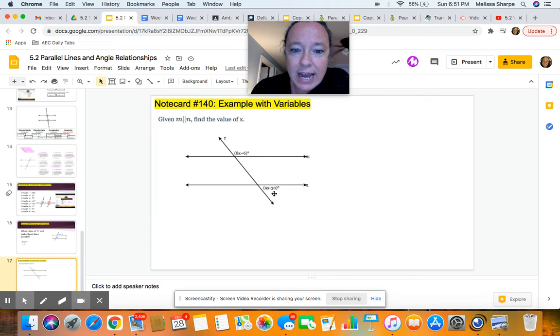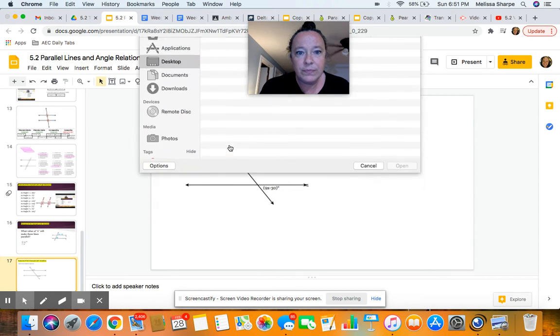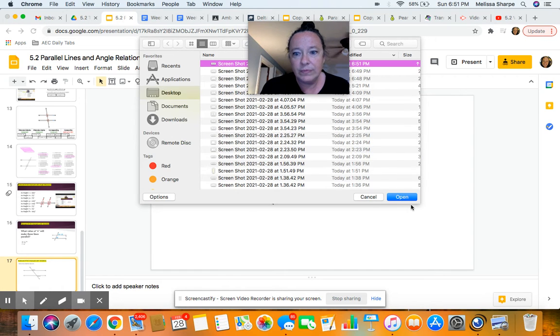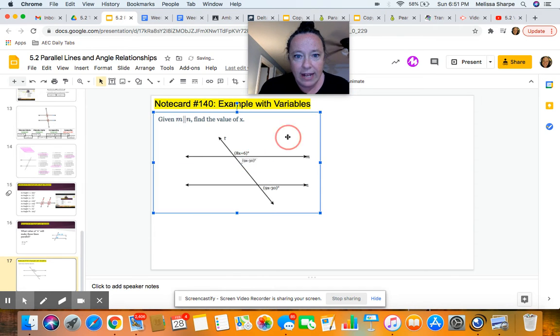So I could put that 9x minus 30. Let me show you what I'm going to do. I'm going to copy that and insert it. And I'm going to put that right here, because where I just put that in right here, those are corresponding. So now I have something to work with.